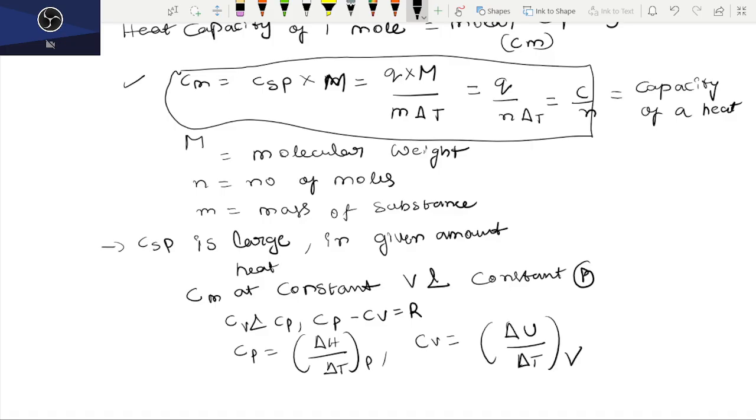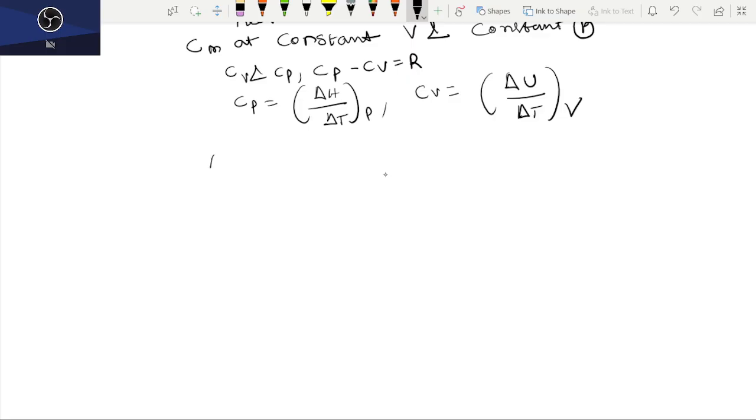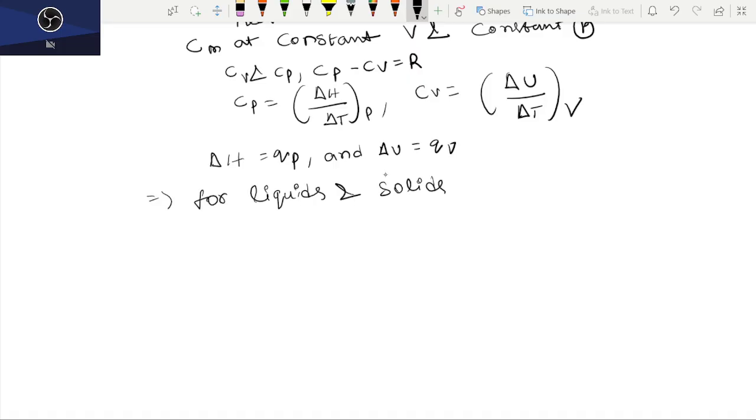Now, delta H is equal to Qp, and delta U is equal to Qv. Now, the point is, for liquids and solids, how are these values going to change? Cp is always equal to Cv. But for all kinds of gases, Cp is greater than Cv.